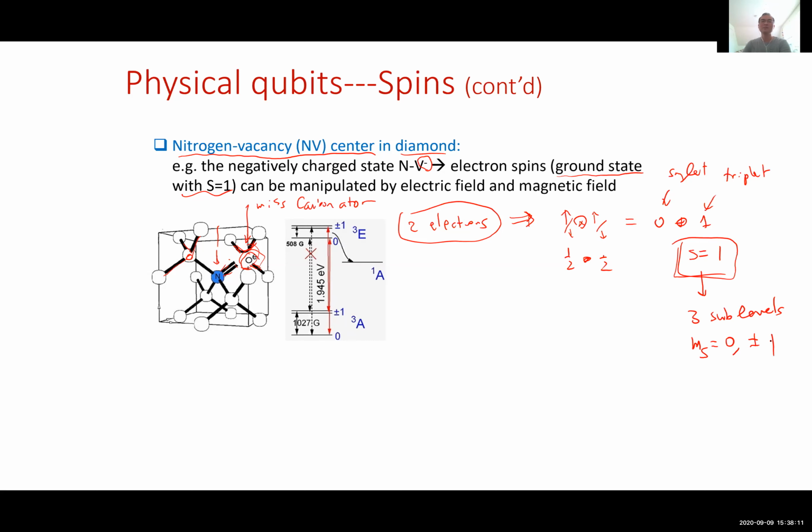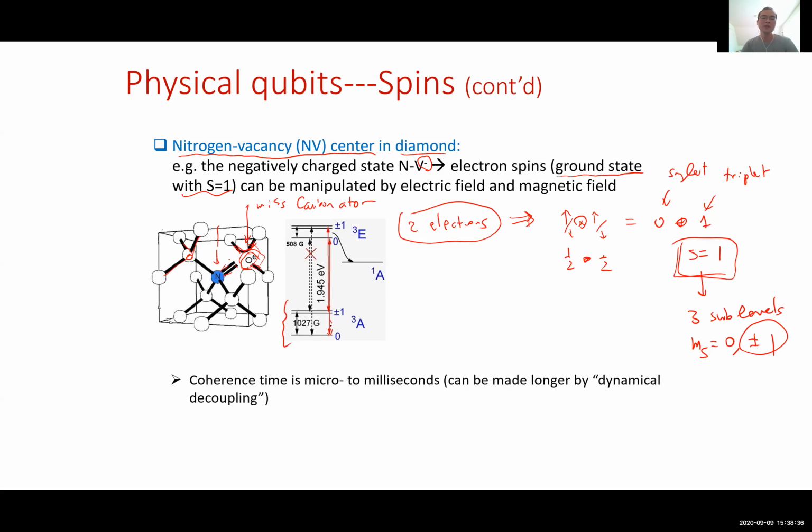I'm sure you have learned it in modern physics or in chemistry. These are the lower 3 levels shown here. And somehow it was split. These 2, plus minus 1, are split relative to the 0 state. This is due to the environment and nearby nucleus. The advantage of this is the coherence time can be enhanced. It's usually from micro to millisecond, but it can be enhanced to a really long coherence time.